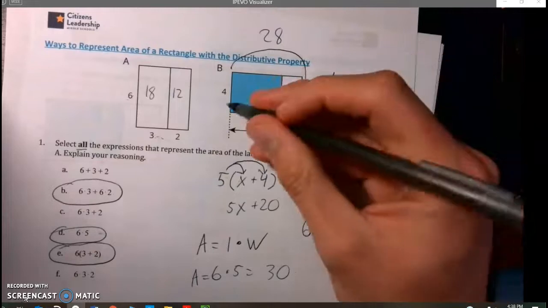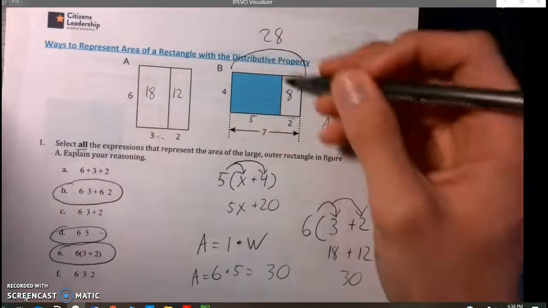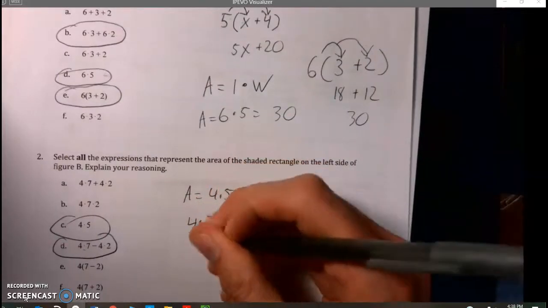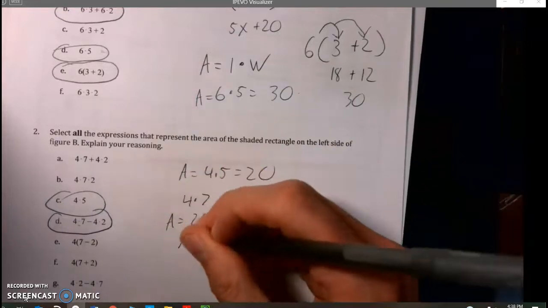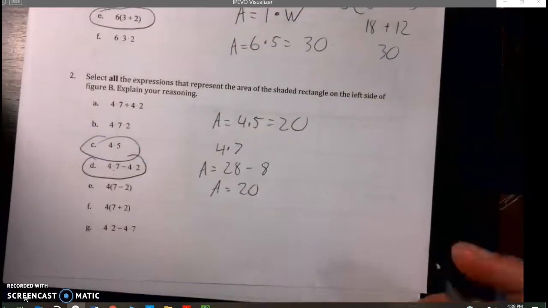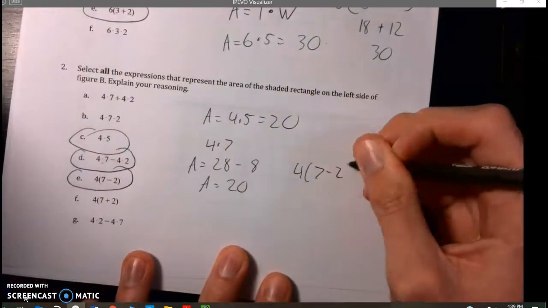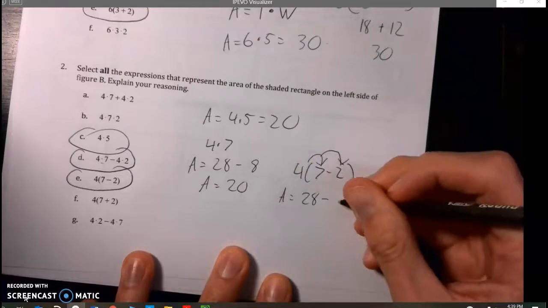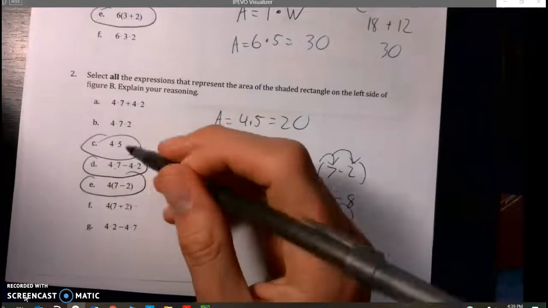And then the area of this, 4 times 2 is 8. So if I found the area of this whole rectangle and then subtracted this portion from it, like I'm doing here, 4 times 7 is 28, and then 4 times 2, which will give me the area of the white part, I would also get 20. And once again, we're going to do that distributive property. E would also give me the same thing, because once again, I'm distributing through both, multiplying by both, and I would also get 28 minus 8 is 20. Okay, so these are the three that would work.